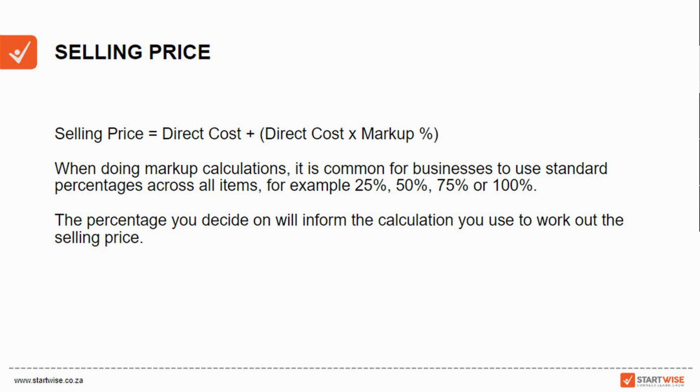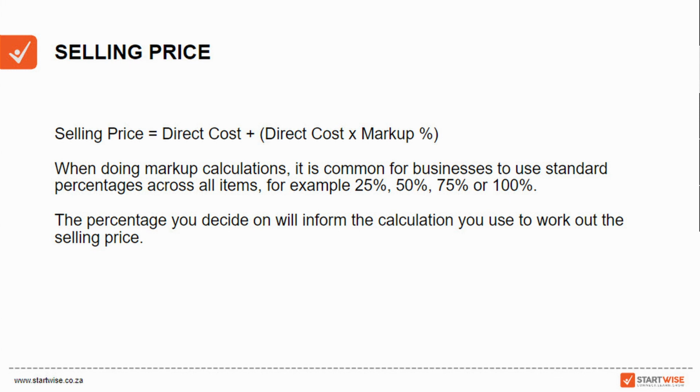When you are doing your markup calculations, it's common to use standard percentages across all items, for example 25%, 50%, 75%, 100%. But you could really mark up your product or your service to whatever percentage works for your business. And you might find that some of your products or services have a different markup to others for whatever reason that might be. It could be a pricing strategy.